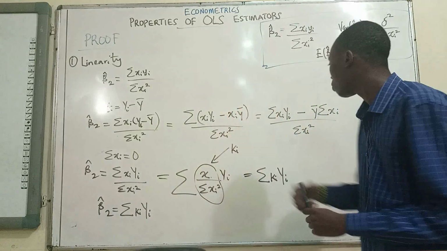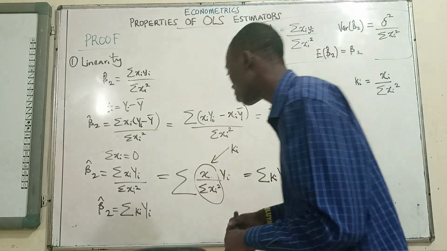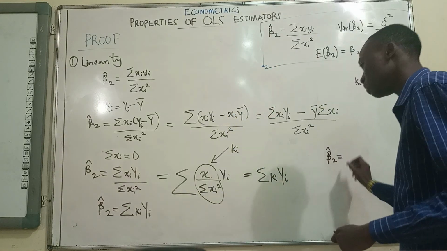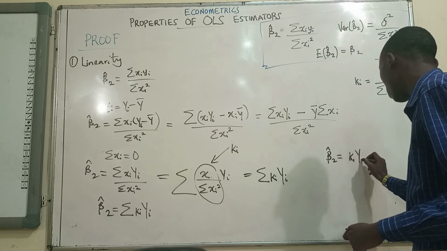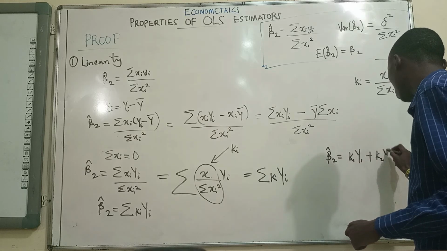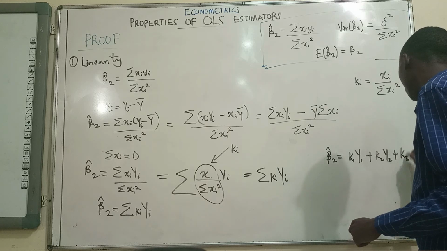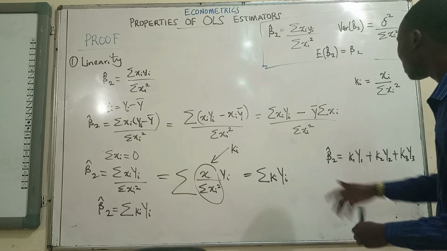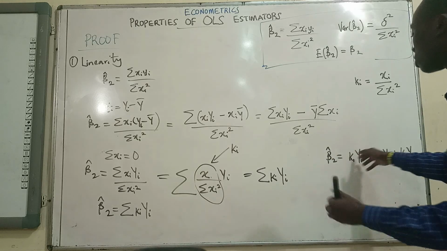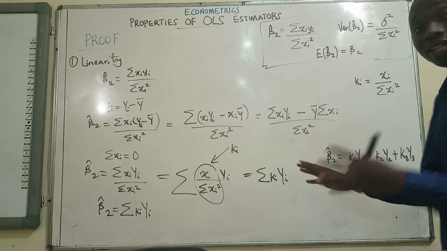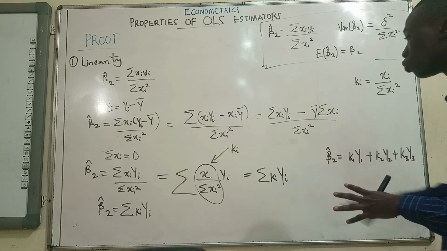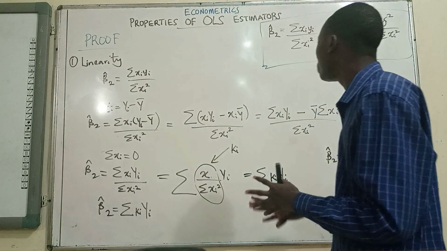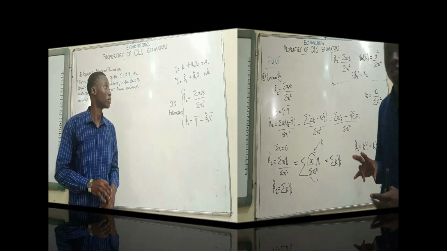Let's assume there are three periods or three observations. We could say our beta 2 is something like k1 y1 plus k2 y2 plus k3 y3. Just trying to expand that, and we see that beta 2 is a linear function of y. So with this, we've proved the linearity property. Next, we'll be looking at the unbiasedness.